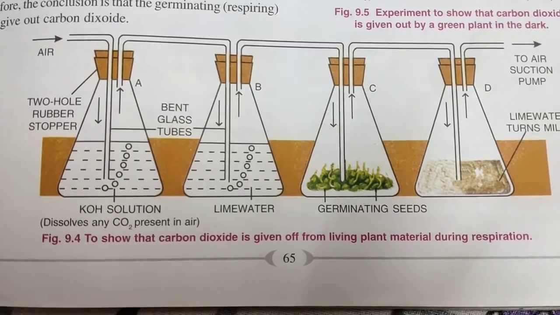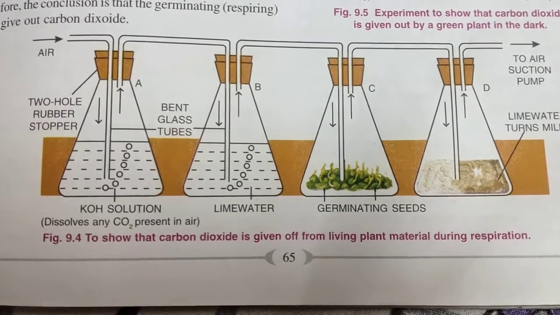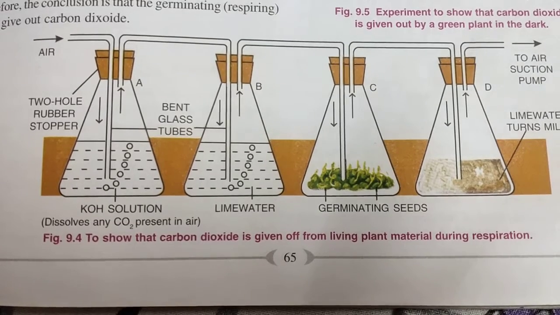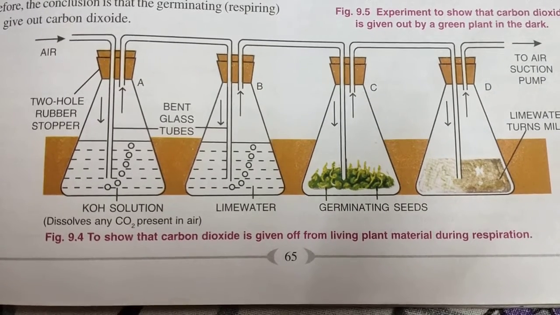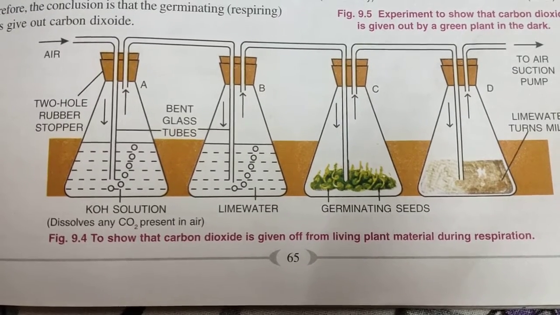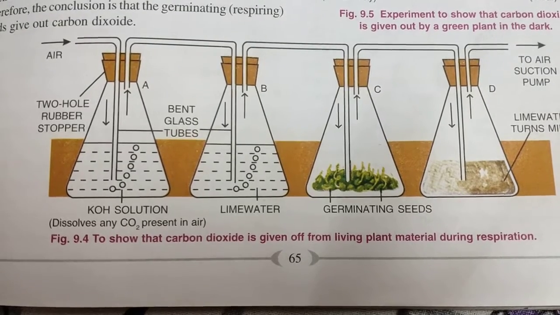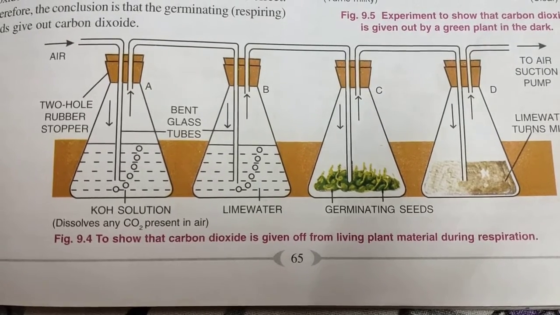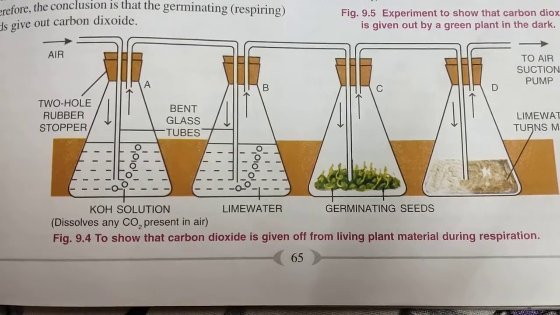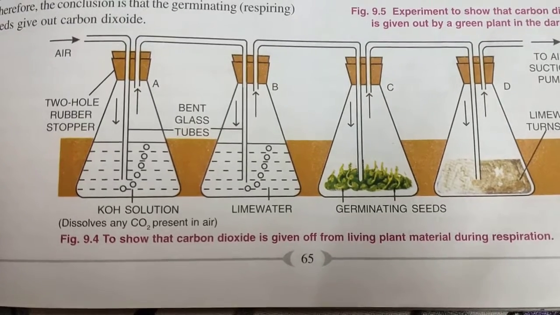You see, they have taken 4 conical flasks, A, B, C, D. And in A, what happened? They are putting their KOH solution, and there are 2 holes in the cork. A 2-hole rubber stopper they have taken, and 2 delivery tubes are inserted. One is coming inside from the atmospheric air, and the other is going outside from conical flask A to conical flask B. So these are all bent glass tubes. These are actually delivery tubes.